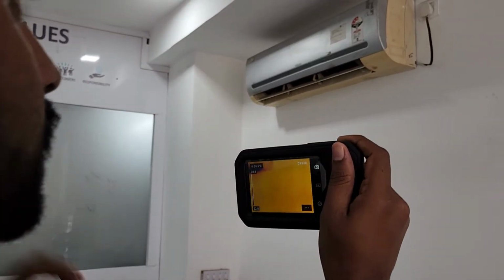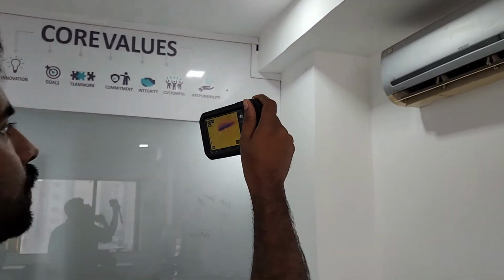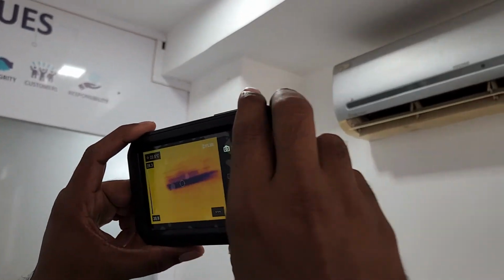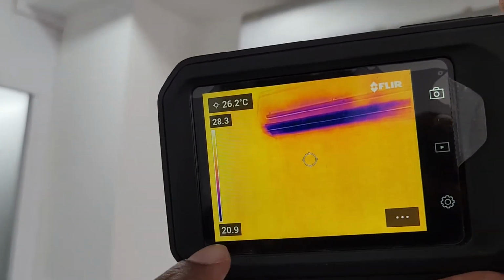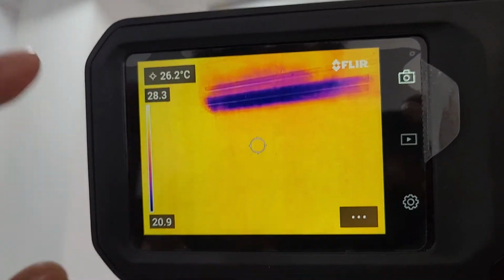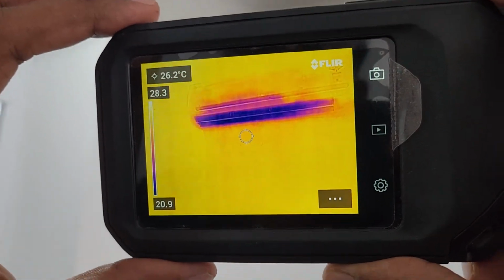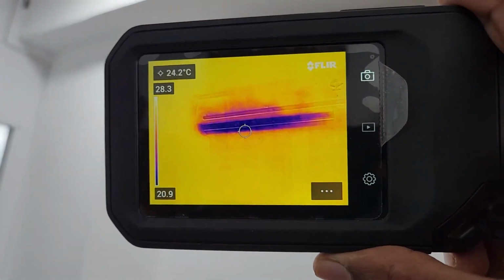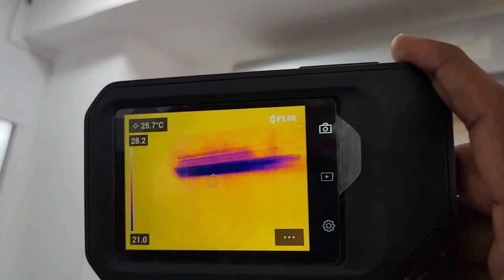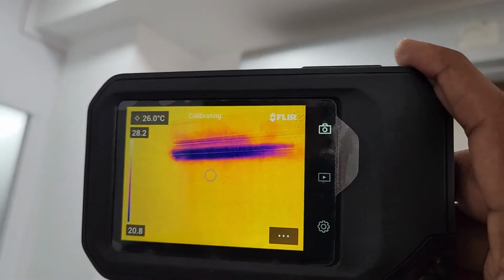Now this is about the second window. Okay, so here is one frame of the camera. Here you can see 29 degrees is the lowest and 28 is the highest. 29 means we are getting the cold air through. So the window is being detected accordingly.